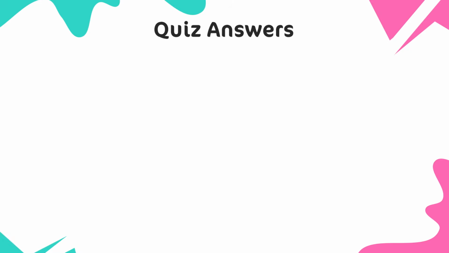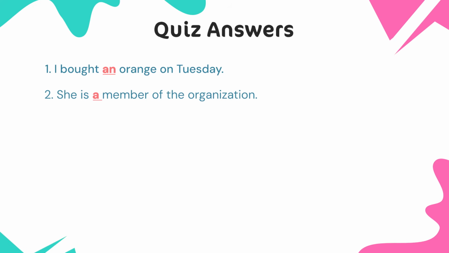Let's review the answers, starting with number 1. I bought an orange on Tuesday. The initial sound in orange is a vowel sound, so we say an orange. Number 2, she is a member of the organization. Member has a consonant sound at the beginning, and therefore we say a member.